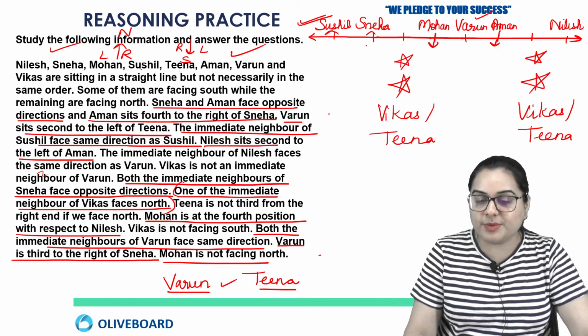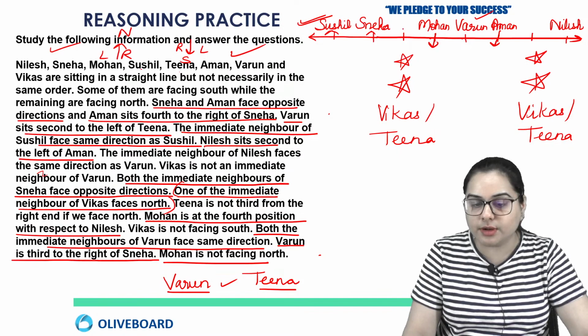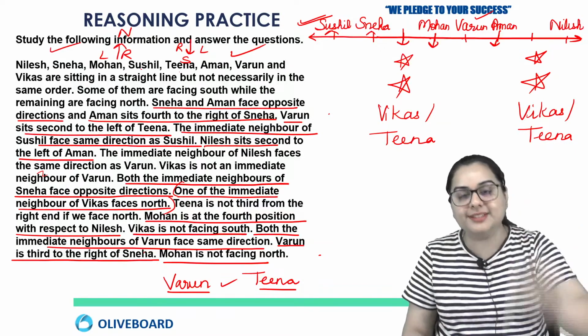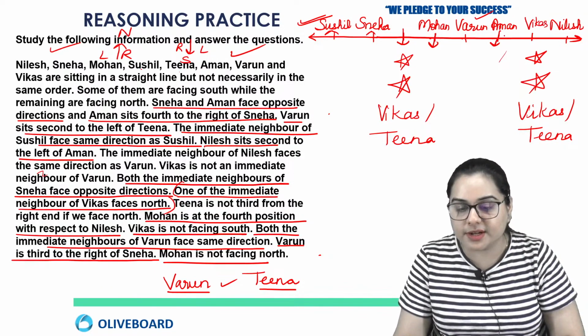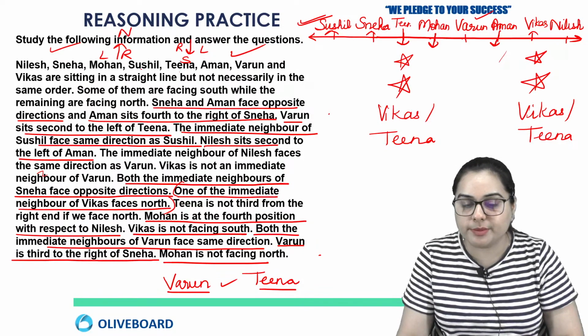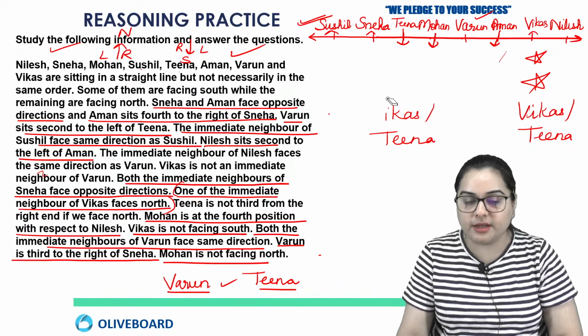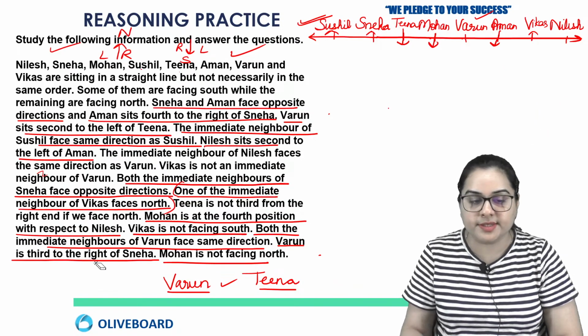Now both the immediate neighbors of Sneha face opposite directions. So one neighbor of Sneha is Sushil, who is facing north, then the other neighbor of Sneha will face south. Okay, right. And we have this information that Vikas is not facing south. Now this line clarifies that Vikas will be sitting here, because Vikas is not facing south, Vikas is facing north. And this position will be occupied by Tina. So this is your whole solution for this question. I hope this is clear to all the students, right?